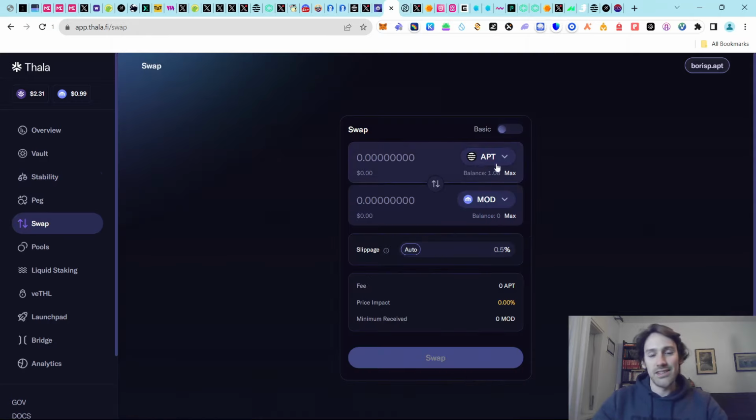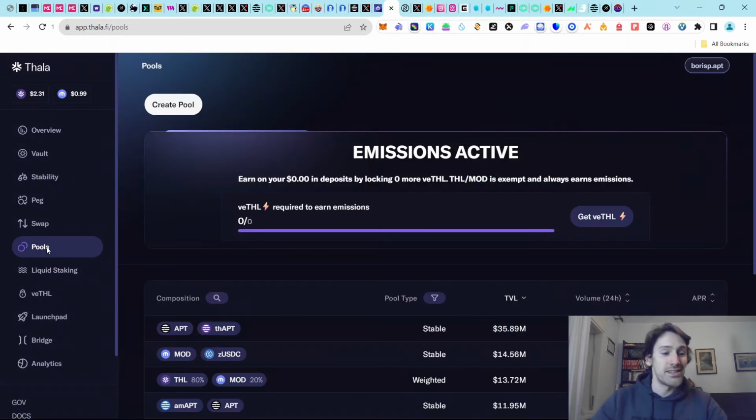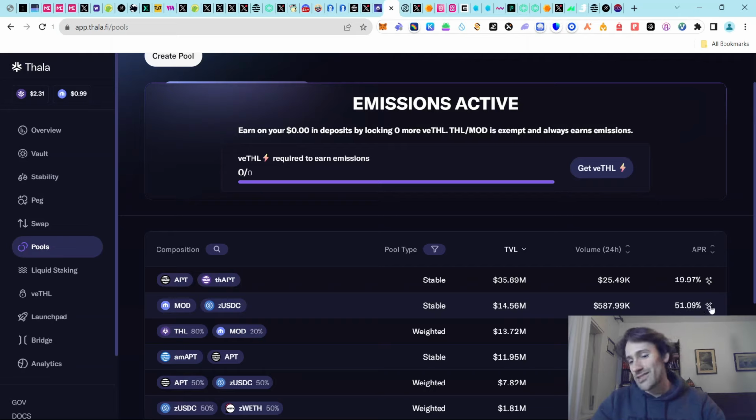Now they have the classic swap features with a very, very nice and wide coverage of tokens. And this pool, I'm not awfully impressed with the pool section, because while it does offer very nice APRs on stable pairs, they're offering 20%. But for example, Aptos and Thala staked Aptos is offering 20%, but in their own platform tokens, Thala Aptos and Astro Thala. Also, the MOD USDC is offering 50%, but same deal.